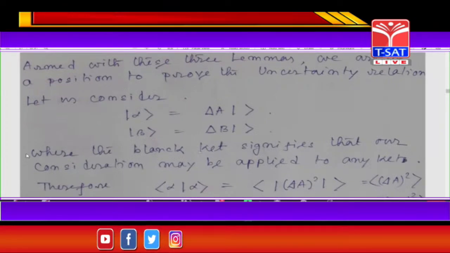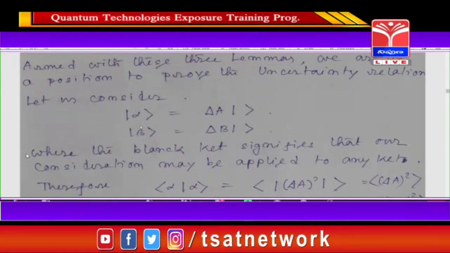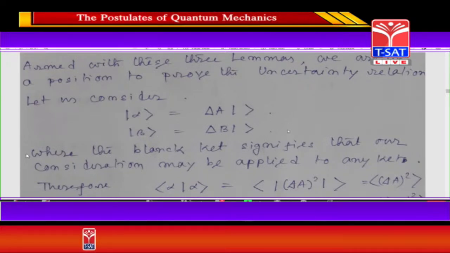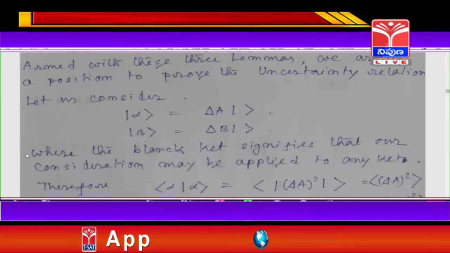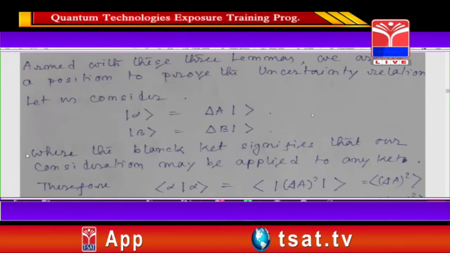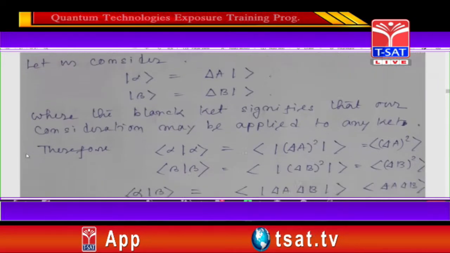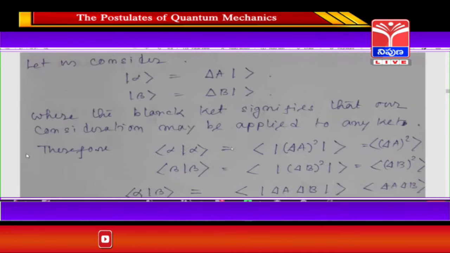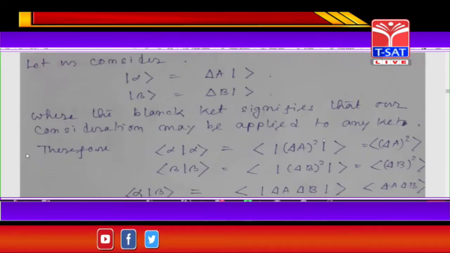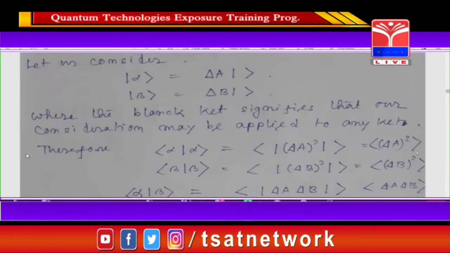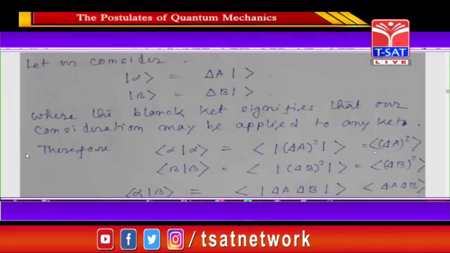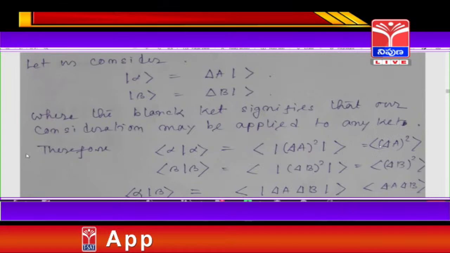So let's say now we consider the ket alpha, which is this operator delta A acting over some blank ket, and ket beta, which is this delta B acting over another blank ket. Therefore the inner product ⟨alpha|alpha⟩, we can very easily say, is the average of delta A square. That is basically the square of the uncertainty of the measurement of A.